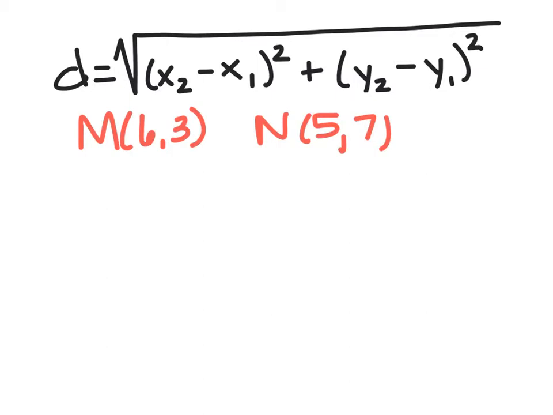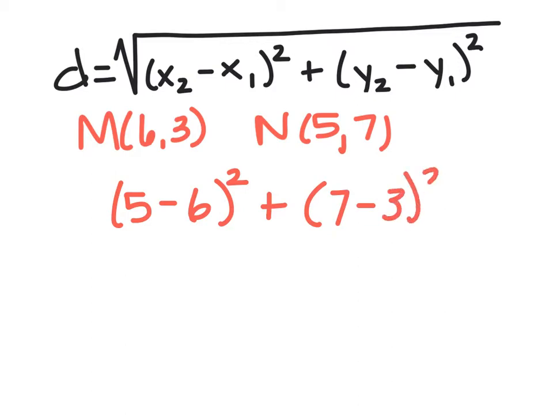So let's simply start by making some substitutions here. So x2 is 5 and x1 is 6. That's going to be squared, plus y2, which is 7, minus y1, which is 3. That is again going to be squared. It all goes under the radical. Remember, we're going to find that square root.